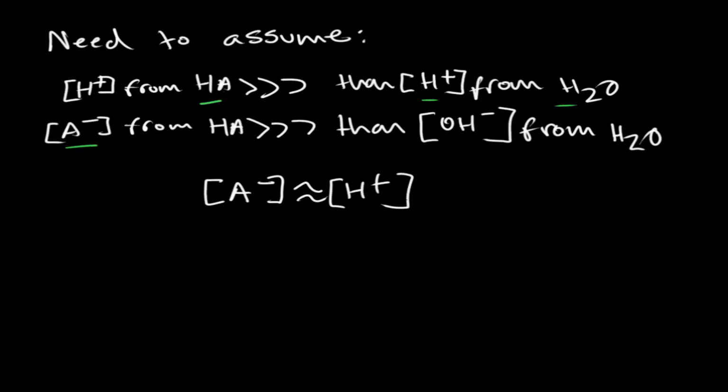Also, we can assume that when our weak acid dissociates into a proton and its corresponding A minus ion, it dissociates into equal parts H plus and equal parts A minus. So the concentration of A minus is roughly, or we're going to say essentially, the same as the concentration of the protons.